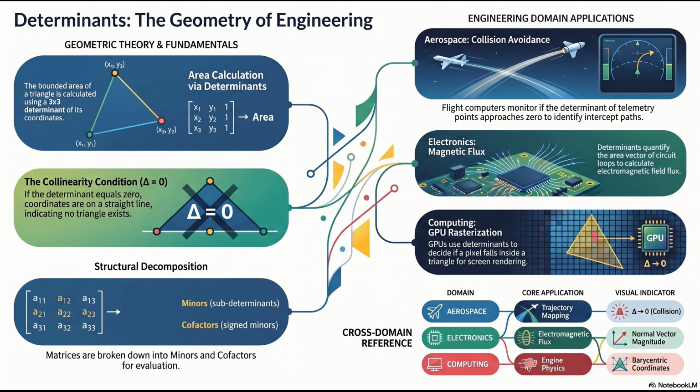Well, it might seem like a failure of geometry at first glance, but in mechanical and systems engineering, 0 is often the most critical answer a system can yield. Really? Yeah, you have to think about what a 0 area physically represents in real space.